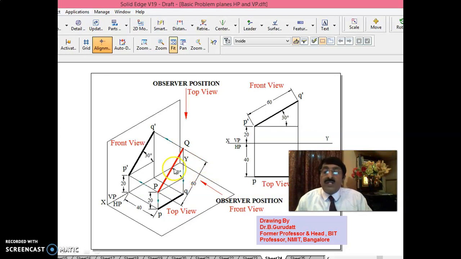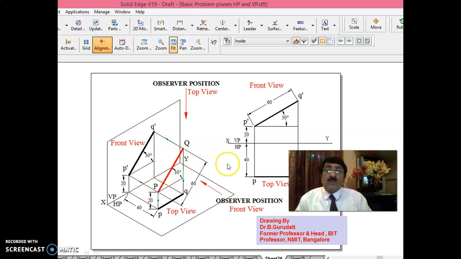The HP inclination I am not changing, 30 degrees will remain the same, but Q I used to move this way or this way, so that some inclination to VP is also obtained, and the problem becomes a line inclined at 30 degrees to HP and some inclination to VP also. This is one end fixed, the other end is open for rotation.